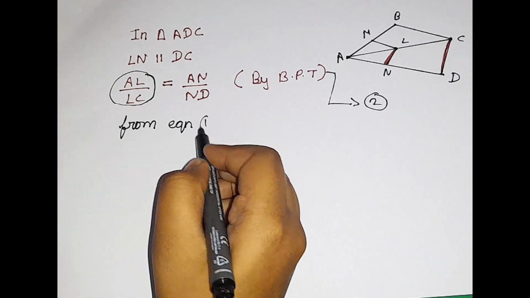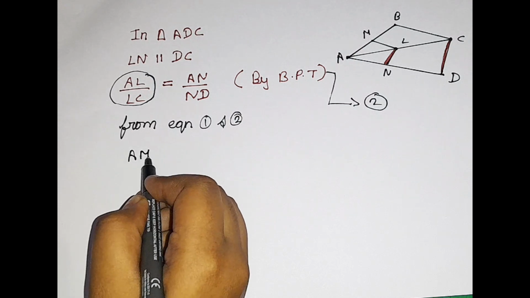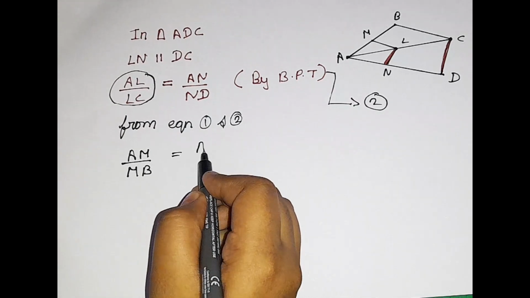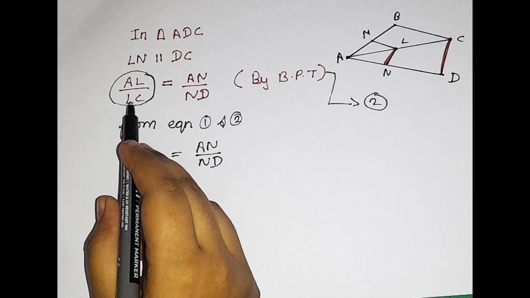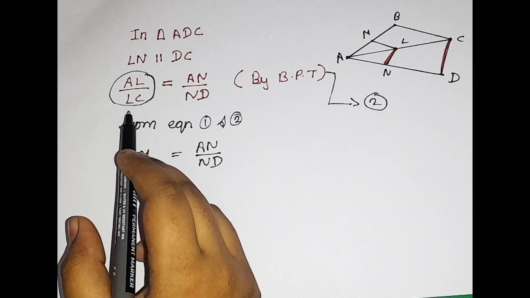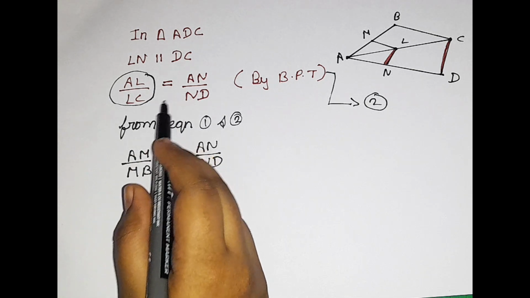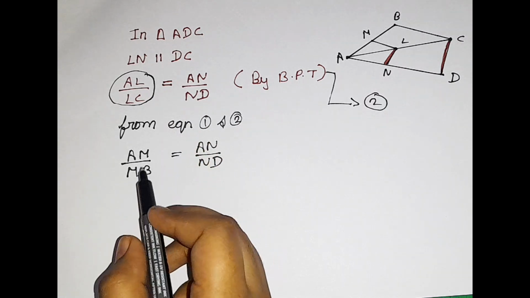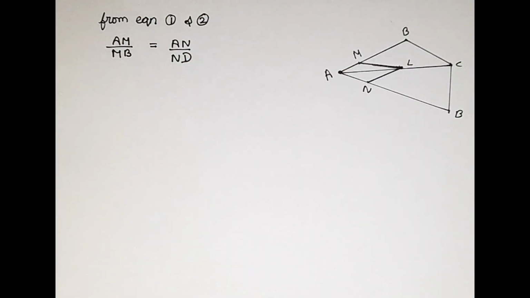Okay, so now from equation number 1 and 2, AM by MB is equal to AN by ND. I didn't take the similar value. In both the equations AL by LC we got the same, am I right? Exactly the same, so there is no need to take that. We can just take the one which is odd over here. So now we got AM by MB, AN by ND. Alright guys, so we got something like this.